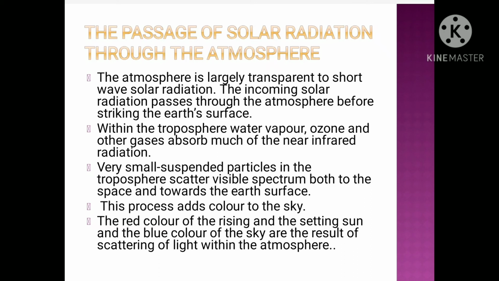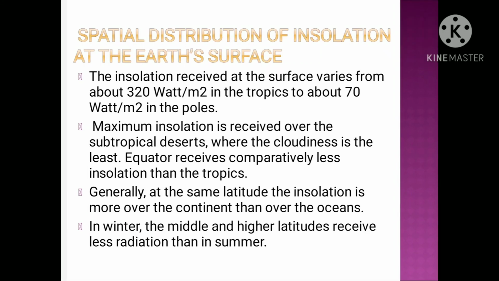So basically, when solar radiation passes through the atmosphere, it has to go through the various water vapors, ozone and other gases, which absorb much of the infrared rays that come to the surface of the Earth. We have various small suspended particles present in the atmosphere, which add color to the different objects or things present in the atmosphere. That is, the red color of the rising and setting sun or the blue color of the sky is because of the scattering of light.